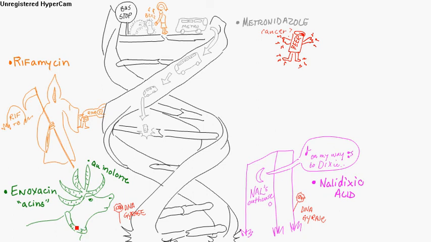This one's name is Enox, so it's enoxacin, and you've got norfloxacin, so you've got the acins: enoxacin, norfloxacin, ciprofloxacin, or cipro. Those are the quinolones that stop the DNA gyrase, so it can't unwind the DNA and can't replicate.